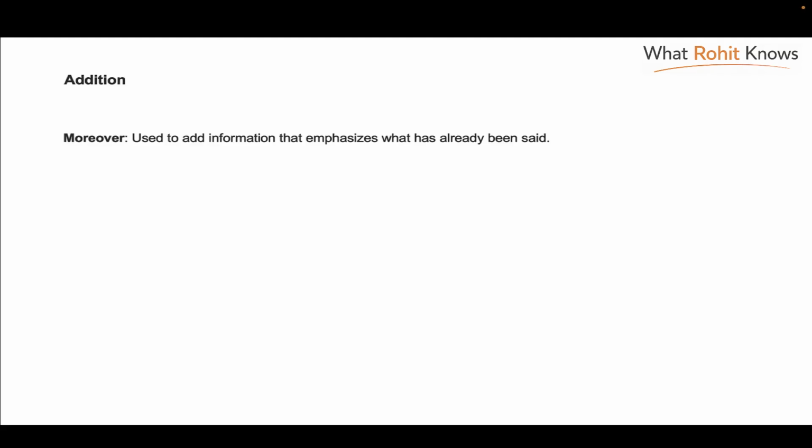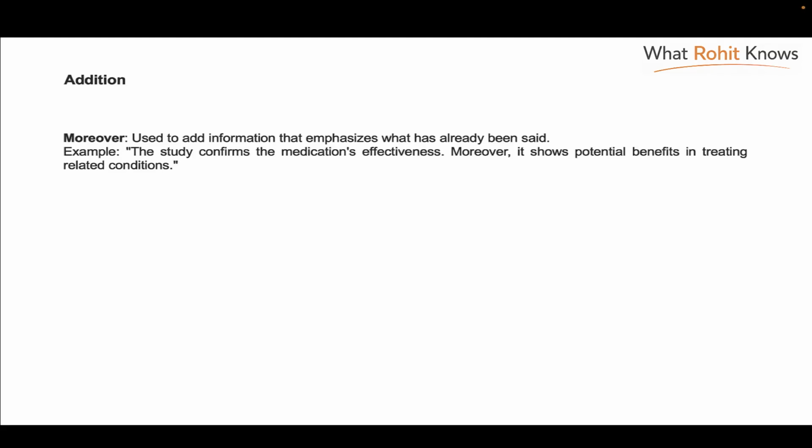They are used to add information that emphasizes what has already been said. So you first make a point, and then from the second point onwards, you are adding more to it. That's where you will use the linking words. The first linking word that you can use is moreover. An example: the study confirms the medication's effectiveness. Moreover, it shows potential benefits in treating related conditions. So they've first said what's the one good thing about the new medicine, and then, adding to it, they've written about the potential benefits in treating related conditions.